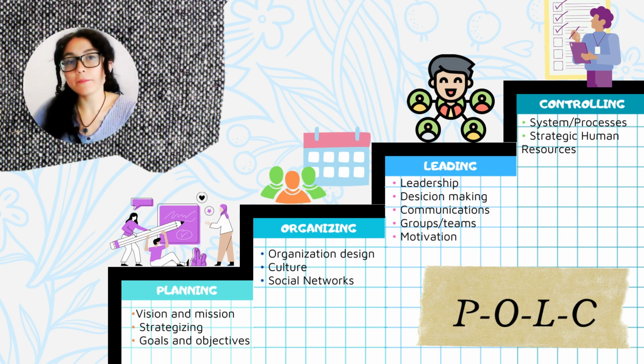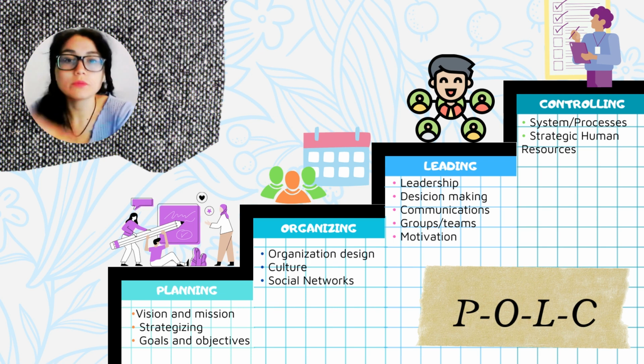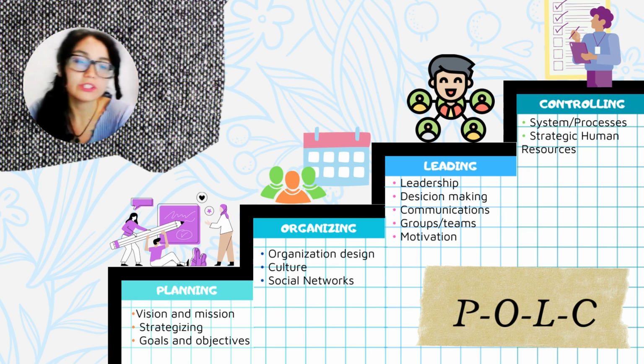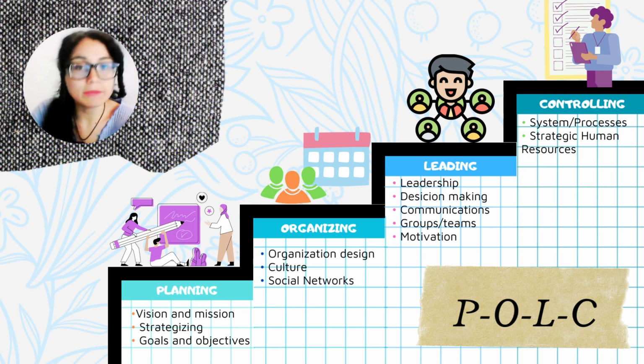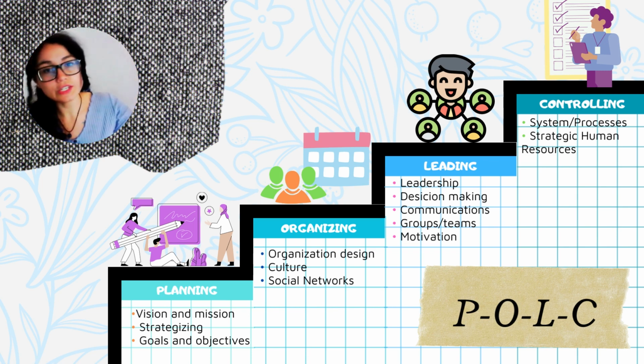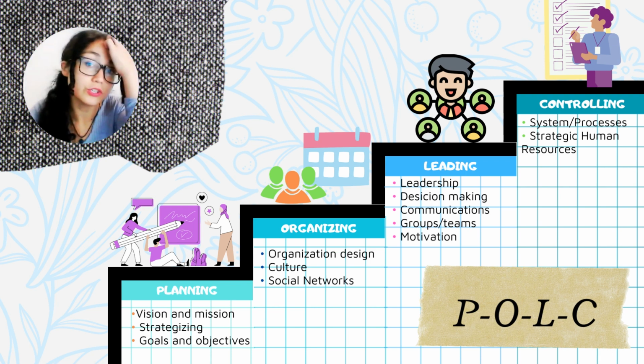I'm talking about the POLC framework, which is a strategic management for planning. There are two types of strategies: strategy formulation, representing the planning component here, and strategy implementation in the other three stages, named organizing, leading, and controlling, as you can see here in the chart too.